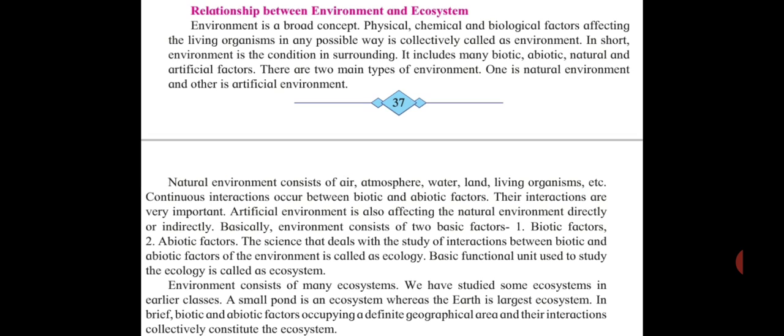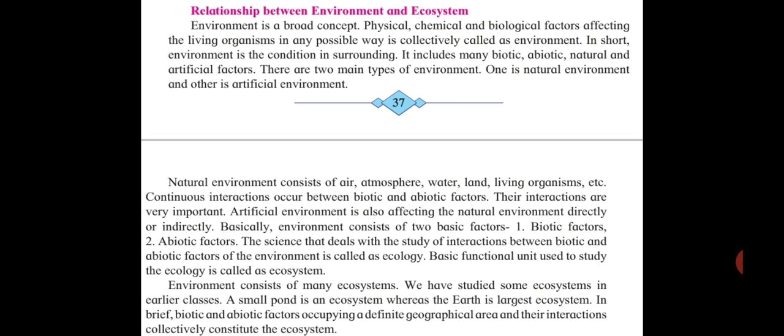Now let us understand. Environment is a broad concept. Physical, chemical, and biological factors affecting the living organisms in any possible way are collectively called the environment. In short, environment is the condition in the surrounding. So we know this. What is environment? It's a condition or anything which is around us, we call it an environment. So it includes many biotic, abiotic, natural, and artificial factors.